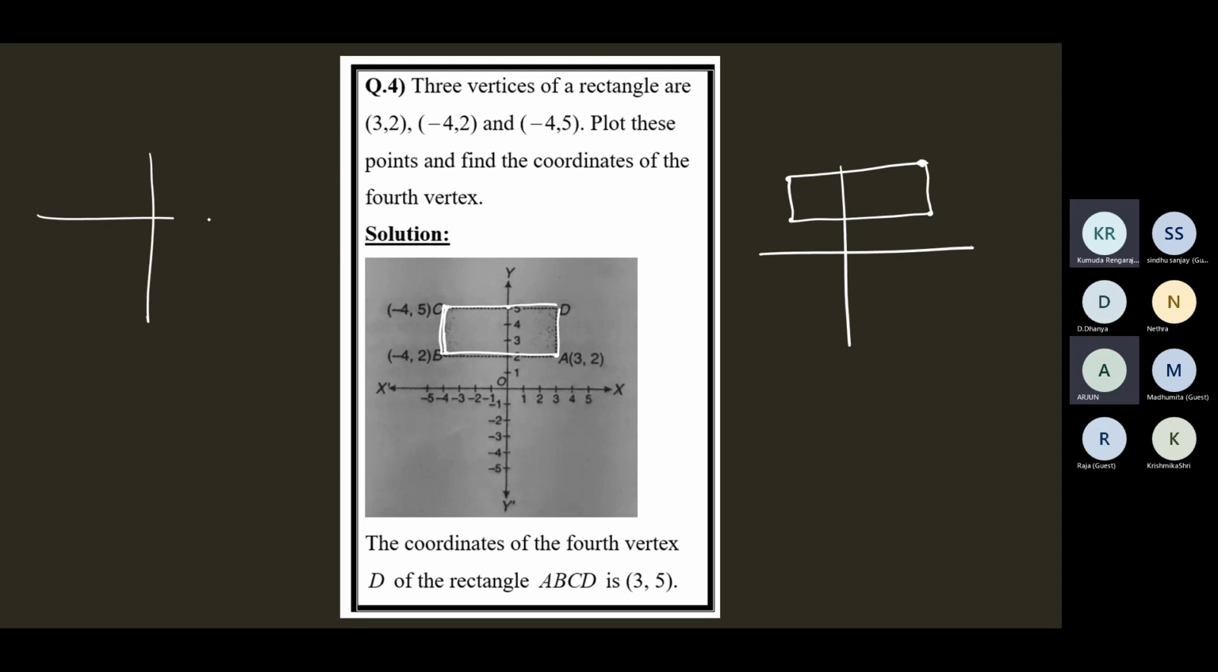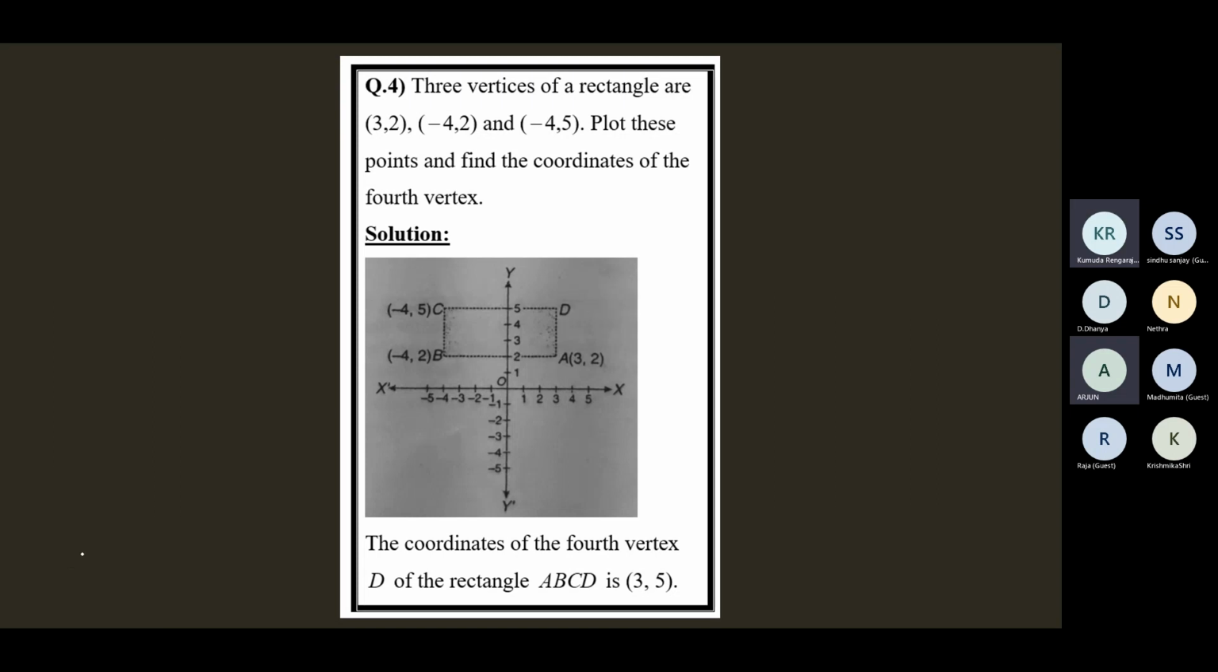I'll show you again. You would have plotted this point A, here this point B, and here you've got C. So you have the incomplete rectangle like this. Go up till this point and then join. So this is the rectangle. Now here you can see D and write the coordinates of D. What is it? 3, 5. Yes or no, children? Got it?